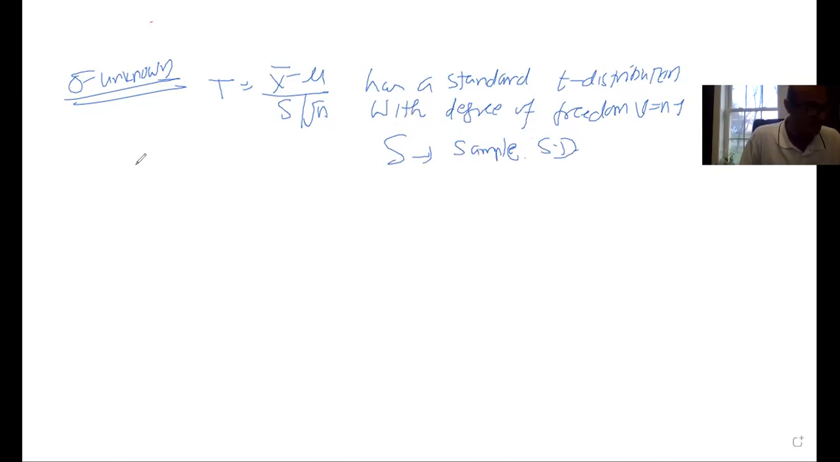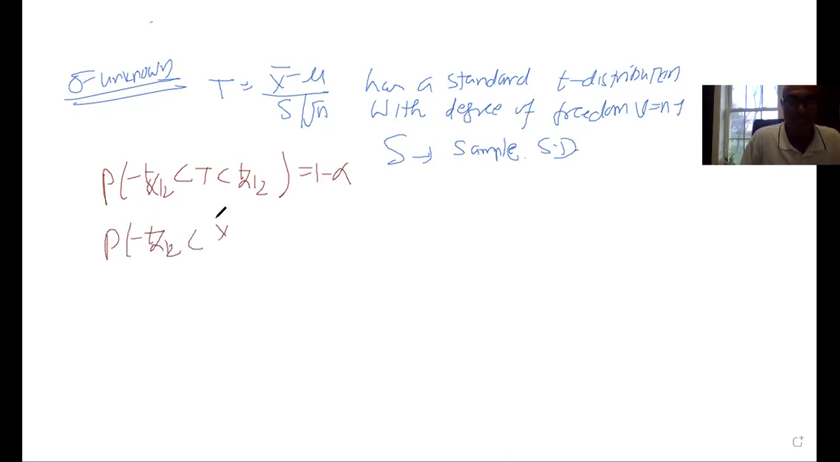Exactly the same thing, guys. Allow me to work like my previous case. So the probability that negative t alpha by 2 is less than capital T is less than t alpha by 2 is equal to 1 minus alpha. Let me plug in the value of this t. So negative t alpha by 2 is less than x bar minus nu divided by s over square root of n, and that is less than t alpha by 2, and that is equal to 1 minus alpha.